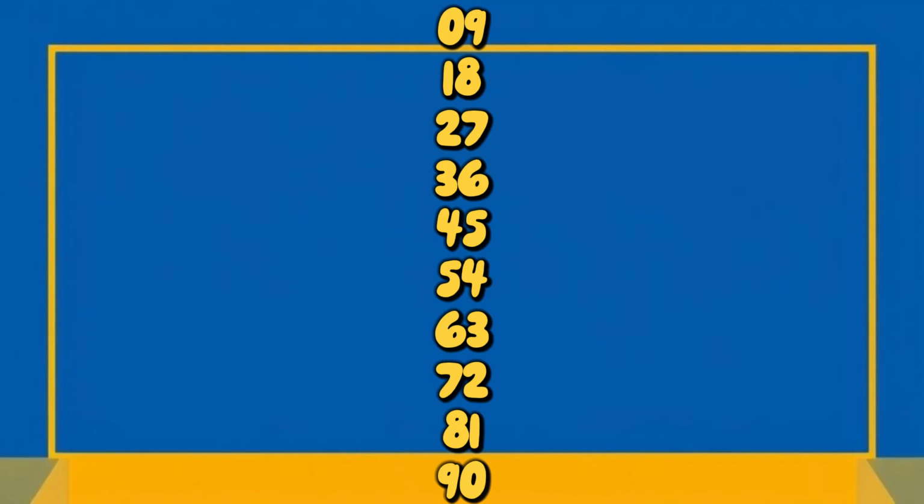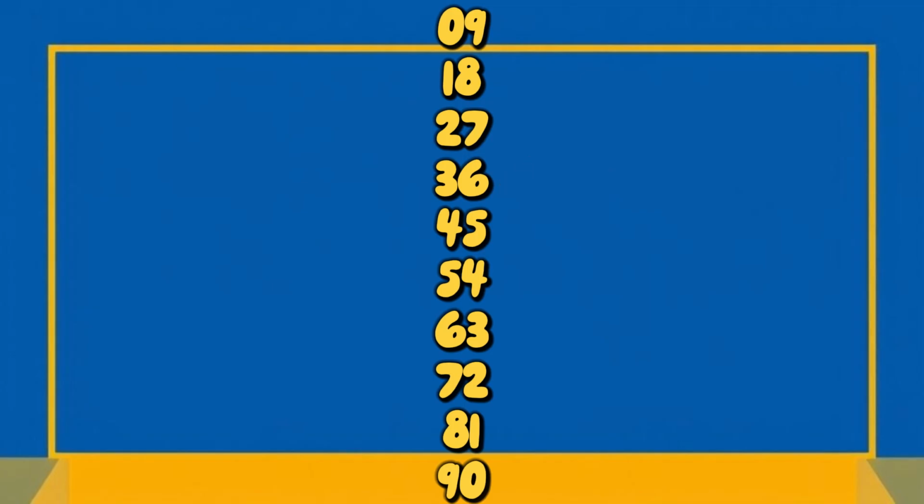But the 1's column is also doing something pretty cool. The 1's digit decreases by 1. See the pattern? The 10's go up: 0, 1, 2, 3, and the 1's go down: 9, 8, 7, 6. Easy, right?